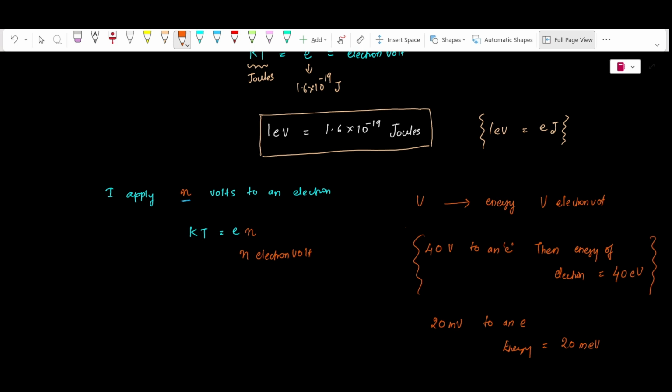So this gives a clear connection between a voltage and energy, and also we have seen how a temperature is related to the voltage. So that's all for this particular video.